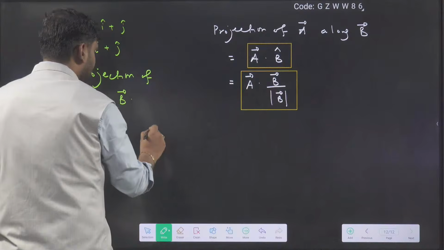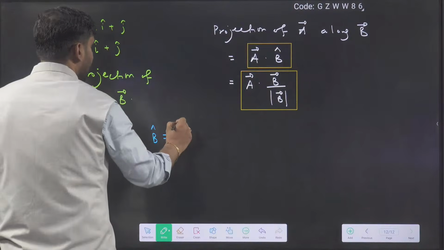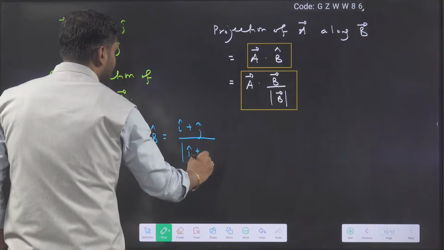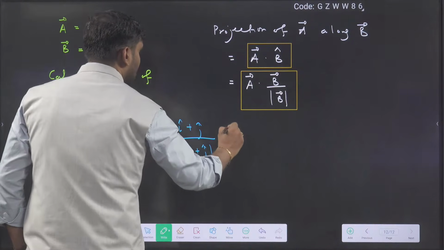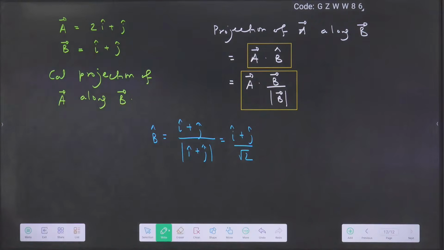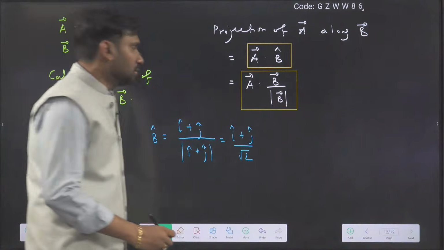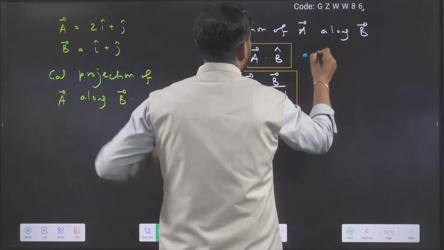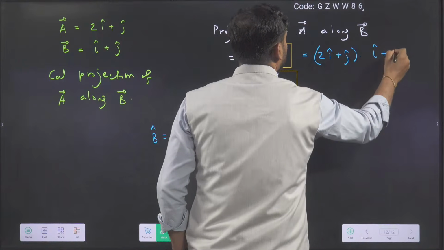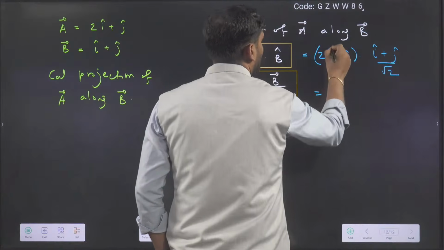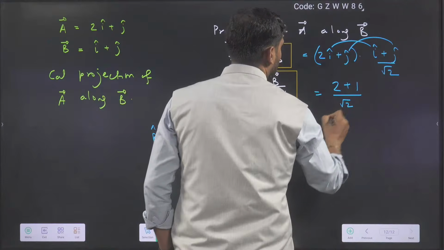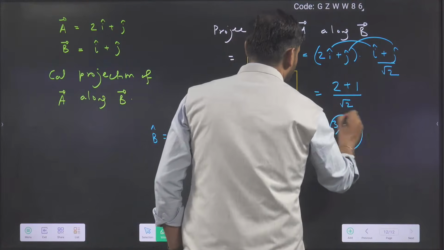So now let us write directly. First find B cap. पहले B cap निकाल दो. How much is B cap? B cap is i cap plus j cap by magnitude of i cap plus j cap. How much will that come? i cap plus j cap by root 2. So here now put it. A vector is equal to 2i cap plus j cap, dot i cap plus j cap by root 2. i with i, 1, so that is 2. j with j, that is 1, divided by root 2. So your answer is 3 by root 2.